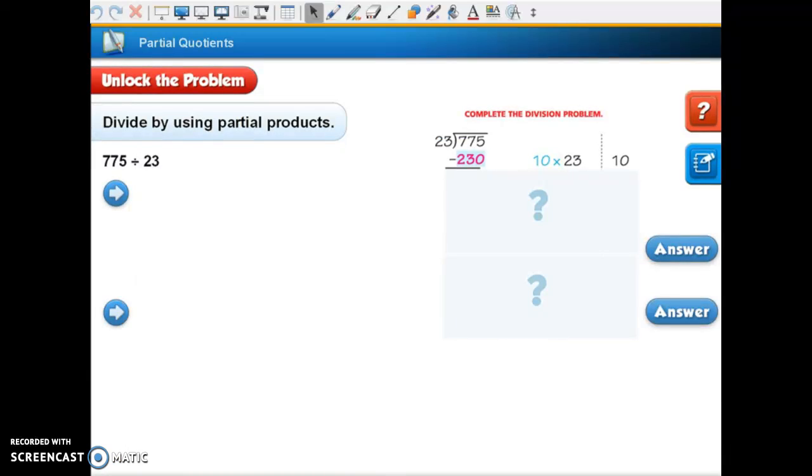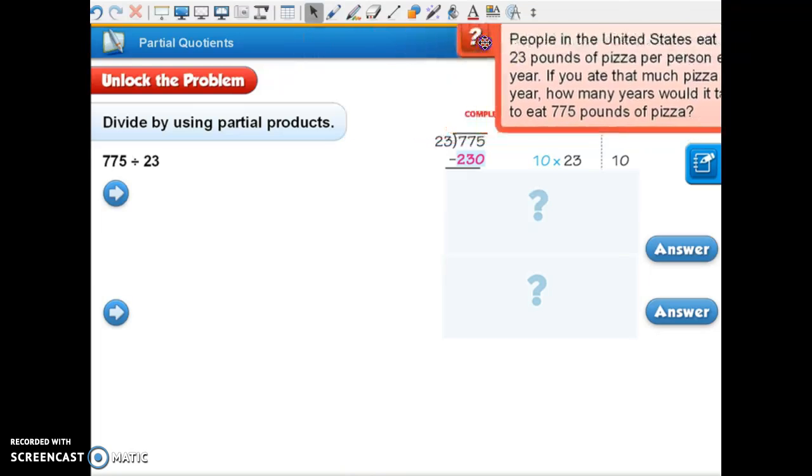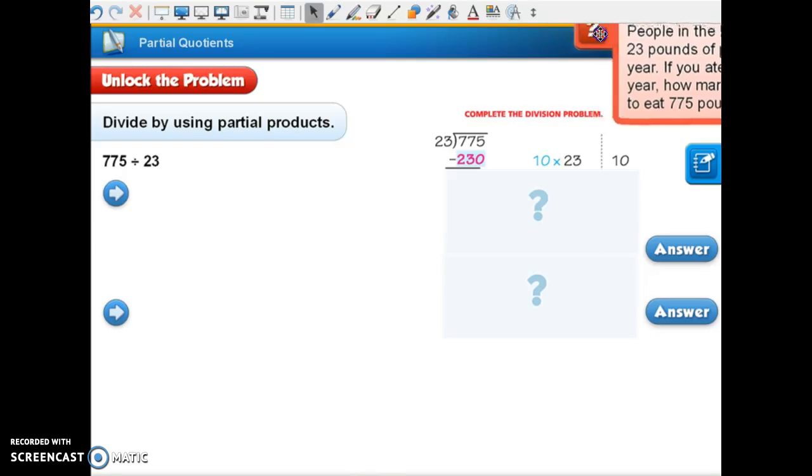Here we go. We're at the top of page 73. And it says, here's what we're trying to find out. People in the United States eat about 23 pounds of pizza a year. If you eat that much pizza each year, how many years would it take you to eat 775 pounds of pizza? Okay? So 775 divided by 23. Okay, so we're going to learn some steps here about how to divide with partial quotients.